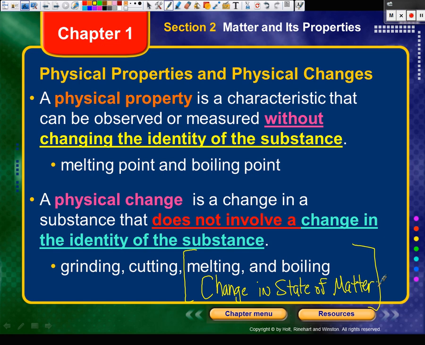People always jump to the conclusion, oh, boiling, you got to heat that up. That's a chemical change. No. Is it still whatever you boil? Yes. It's just changing its state of matter. You're changing it from a liquid to a gas. Okay. So a change in state of matter is a physical change.